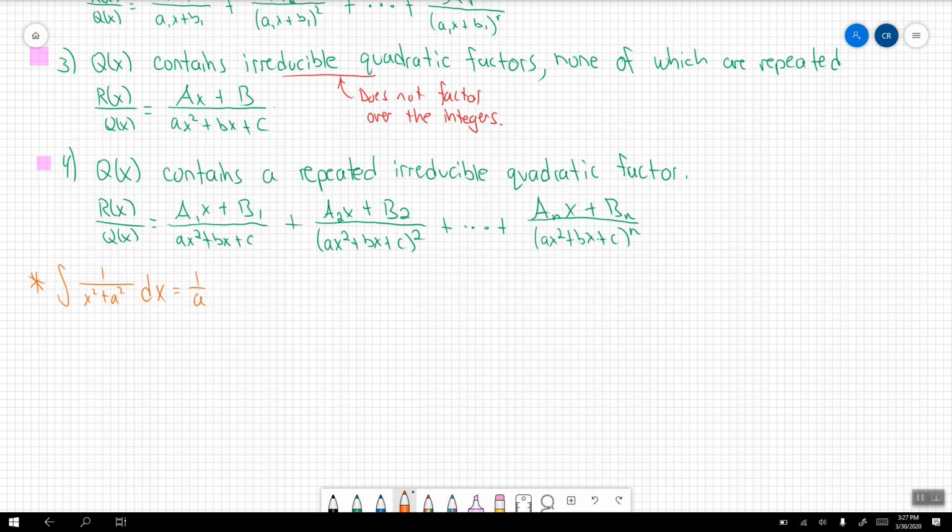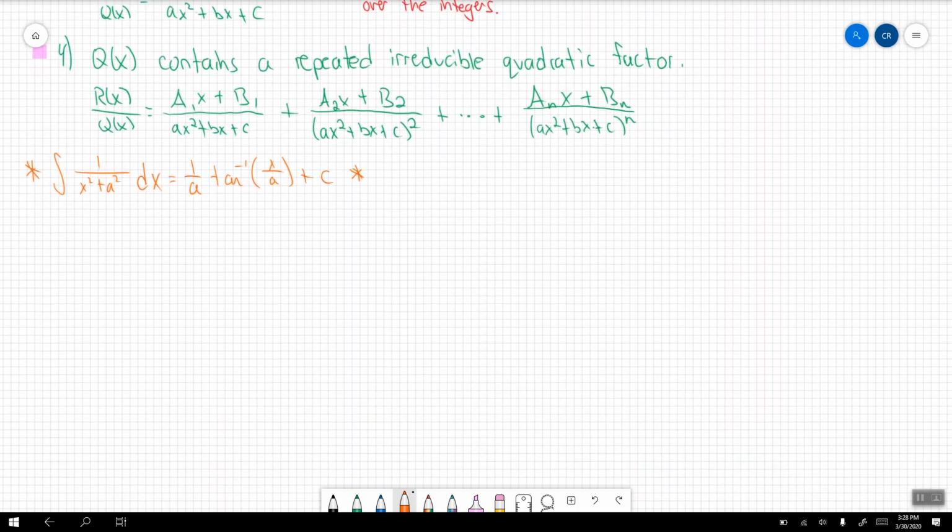This turns into 1 over a times tangent inverse of x divided by a plus your constant. We're going to need to make sure that we use this throughout this section. All right, so let's go on to these wonderful examples.